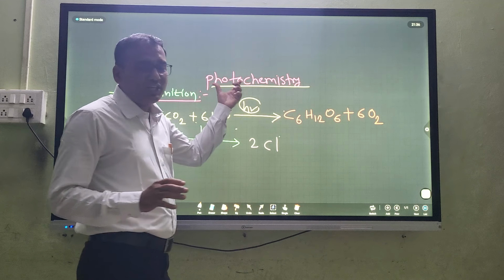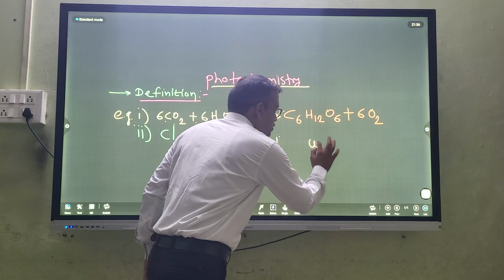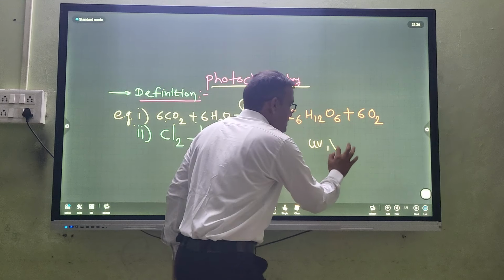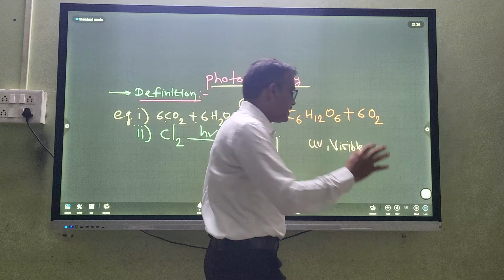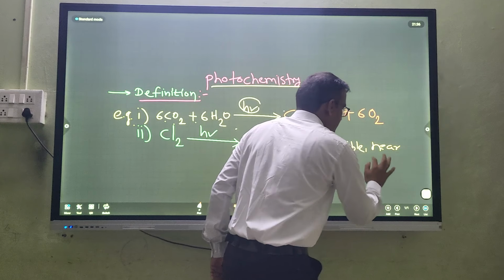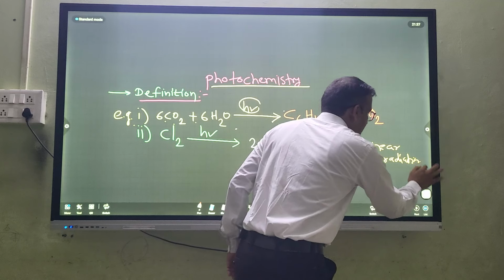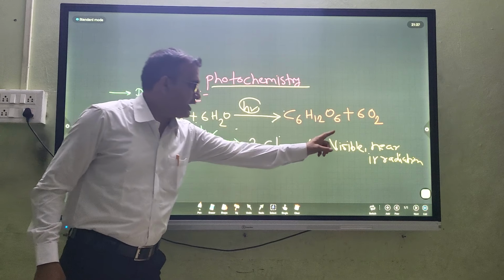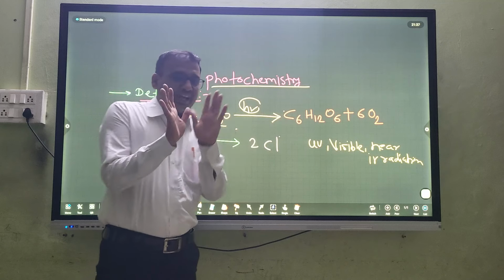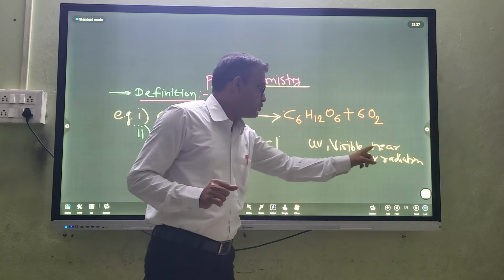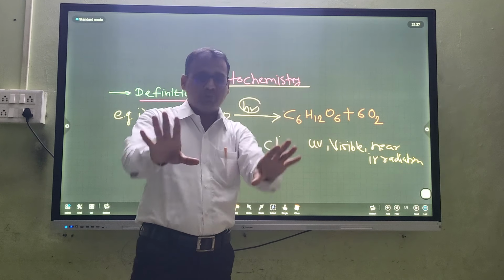chapters, the region of the photons means what? UV, visible, and near infrared region. Near IR radiations are very important radiations in the photochemistry chapter, or we can say that these three types of regions are very important in photochemical reactions, any type of photochemical reactions.